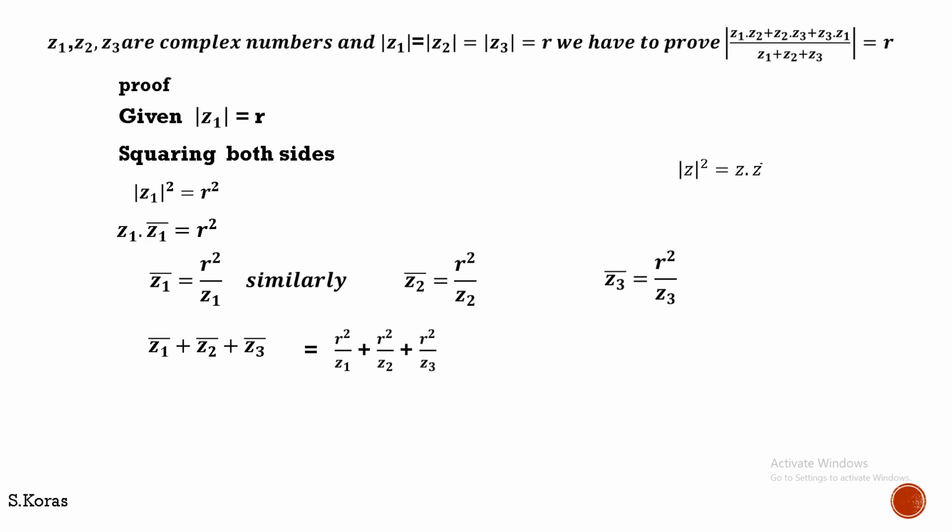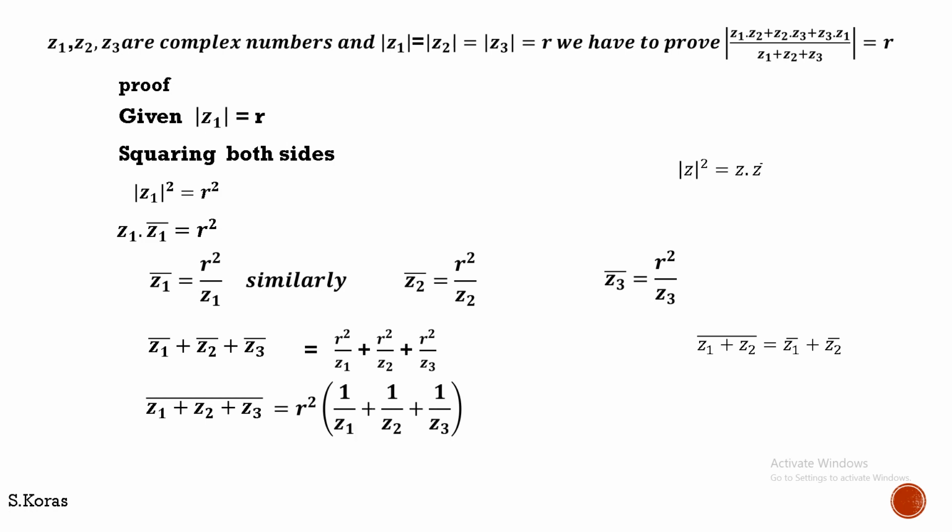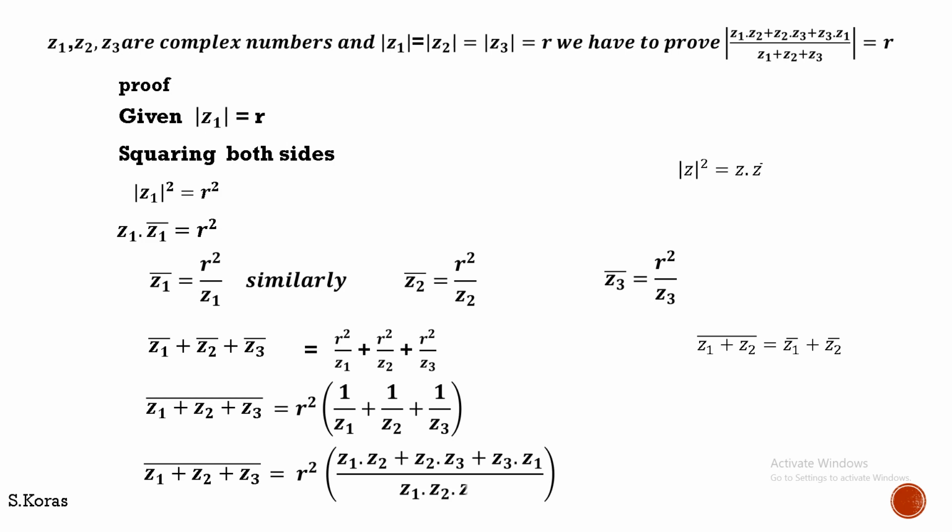On the left side, you have Z1 bar plus Z2 bar plus Z3 bar. There is a formula: Z1 plus Z2, the whole bar, is equal to Z1 bar plus Z2 bar. So if there is Z1 bar plus Z2 bar like this, then you can write that as Z1 plus Z2, the whole bar. The same way you can write this as Z1 plus Z2 plus Z3, the whole bar, right? And now let's take R square commonly outside. This will be your result. If you simplify it, your answer will be like this. We have just taken LCM here, so there is no need of worrying. You can do this by yourself.